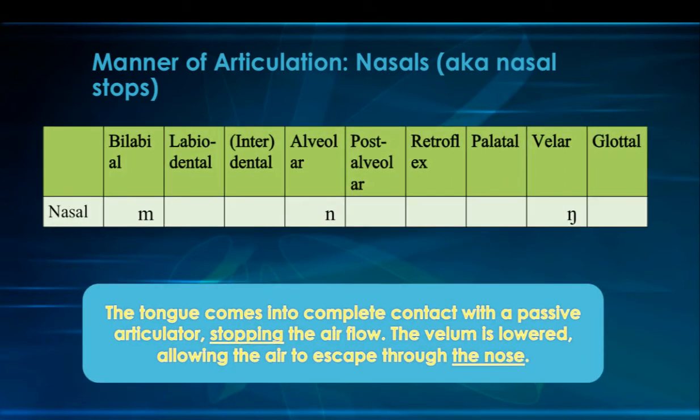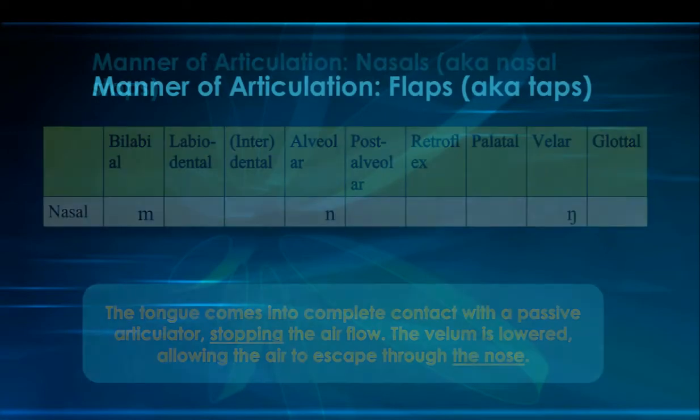But not all stops are released with a plosion. If the airflow is obstructed in the oral cavity, at the lips, alveolar ridge, or the velum itself can be lowered and then the air escapes through the nose. Such sounds are called nasal stops, or simply nasals.